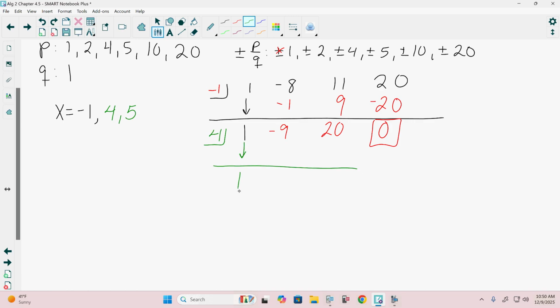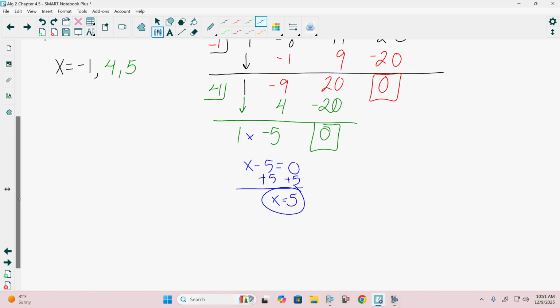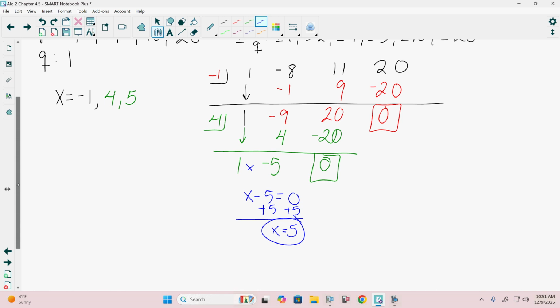So if we try this with 4, we should get a remainder of 0. 4 times 1 is 4. Negative 9 plus 4 is negative 5. 4 times negative 5 is indeed negative 20, and 20 plus negative 20 is 0. Now at this point here, we can fill the variables back in. X minus 5 is 0. We add 5 to both sides, and it does verify that 5 is our third answer.